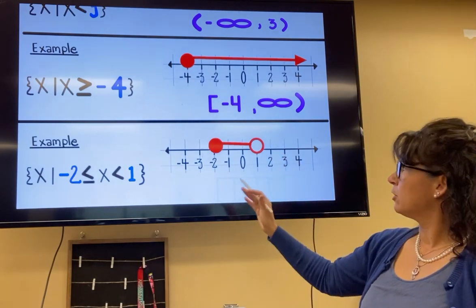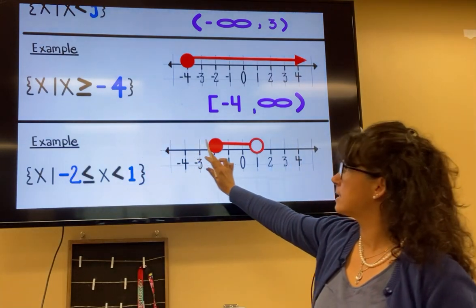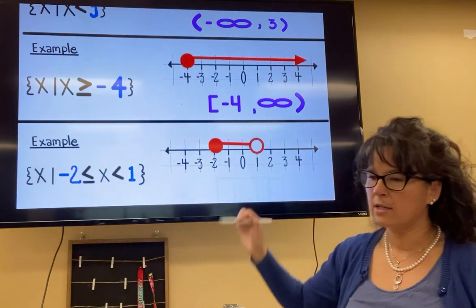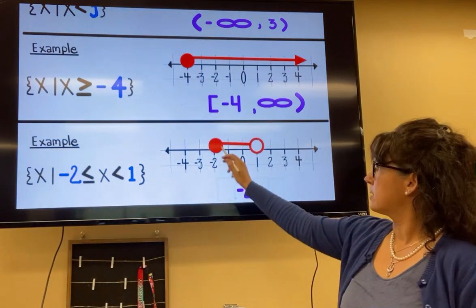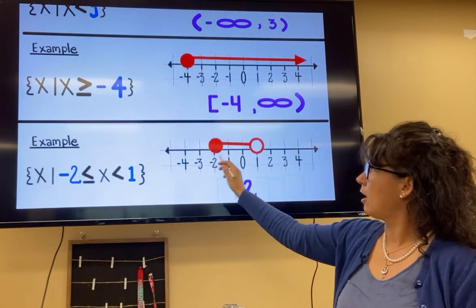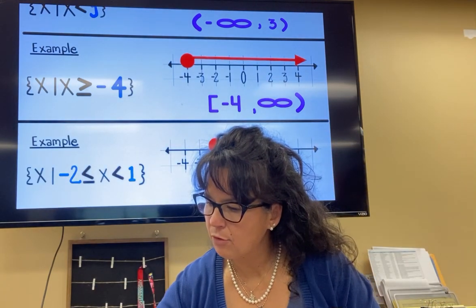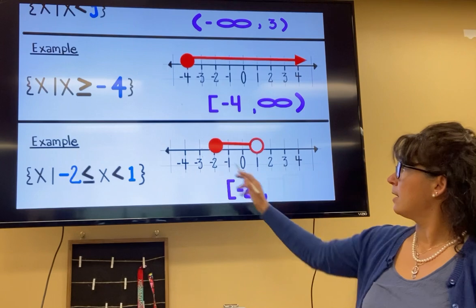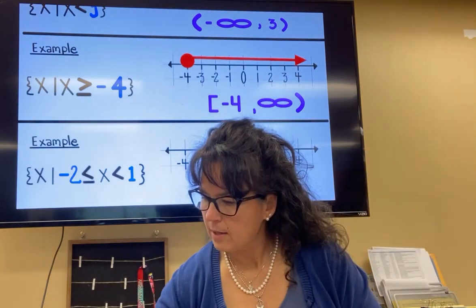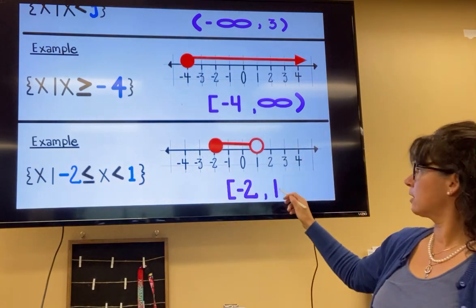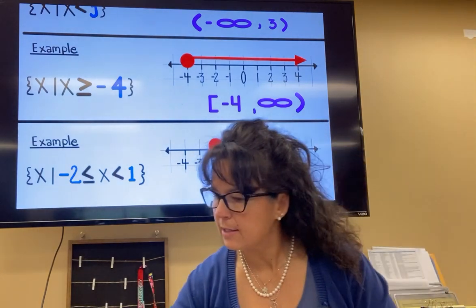So if we use interval notation to describe that from left to right, the first thing I come to is -2 at a closed dot. So I'm going to have my -2, but the symbol that's going to start that off is a bracket. And then we have through, so comma, and then we keep going until I get to the number 1. And then the symbol that's going to close that off, because it's an open dot, is a parenthesis.